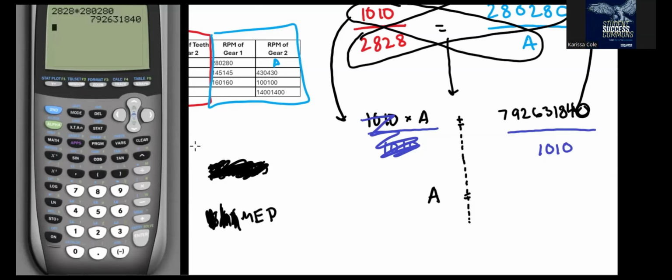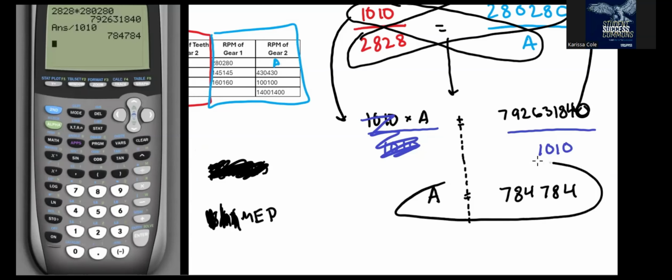Now over here, I'm going to definitely use a calculator again. Let's divide that gigantic number by 1010. I still get a big number, but a little easier: 784,784. So A, the missing number in this box, must be 784,784. And I know I'm all done here because there's nothing else happening to the A.